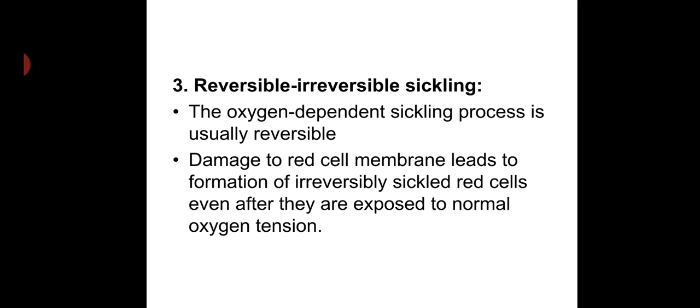So third is reversible and irreversible sickling. As I already told you, the oxygen dependent sickling process is usually reversible, but once there is damage to the red cell membrane, there is formation of irreversibly sickled RBCs even after they are exposed to normal oxygen tension.